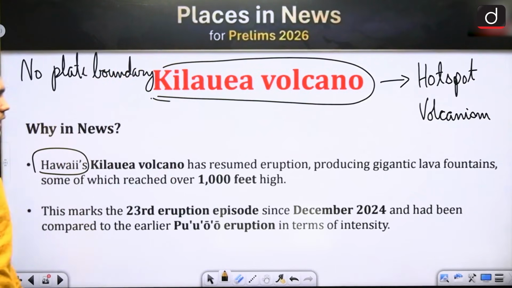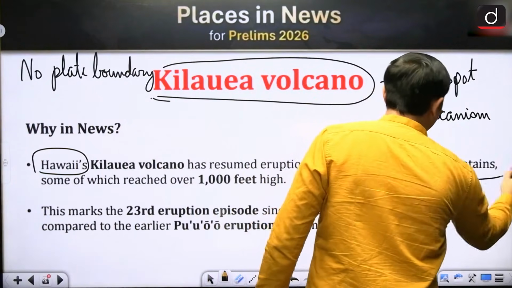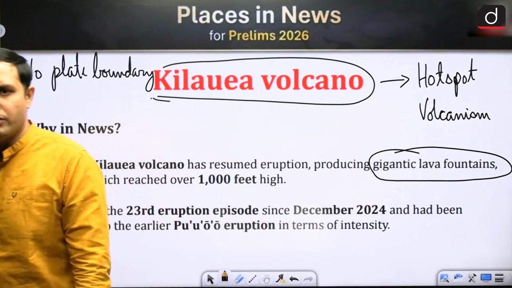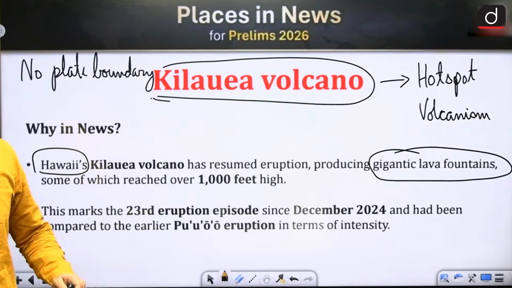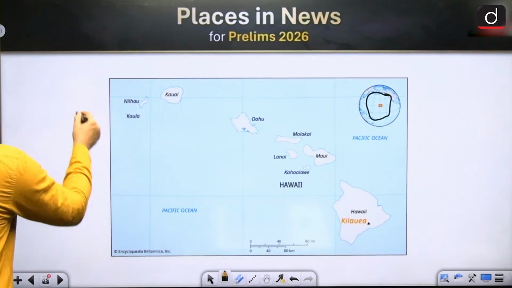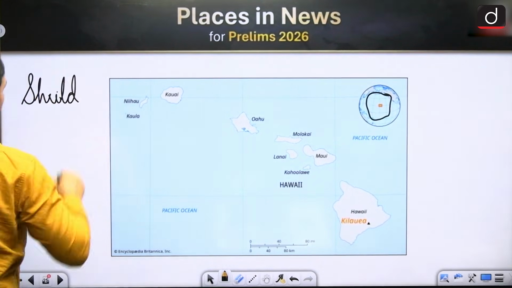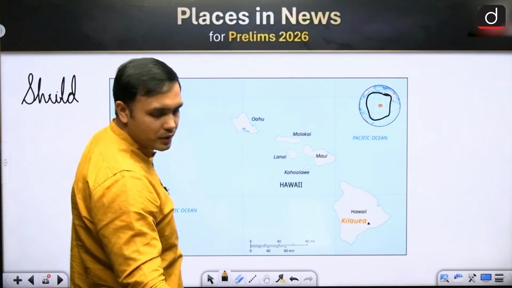Now, these are really gigantic lava fountains. These are huge volcanic eruptions happening here. Now, what kind of volcano is it? If you look at it, this particular volcano is a shield volcano. So, these are huge volcanoes, and a lot of magma is coming out.